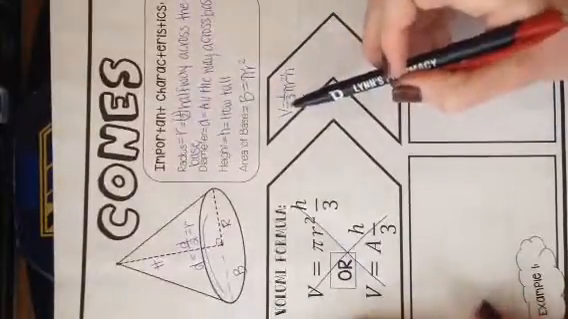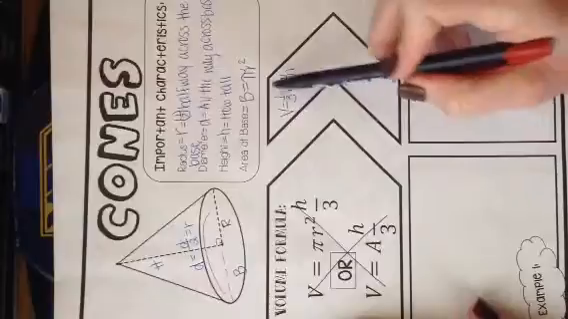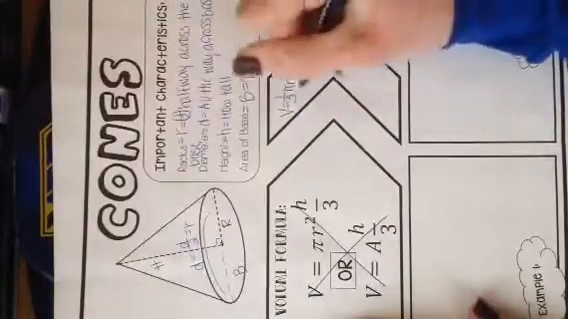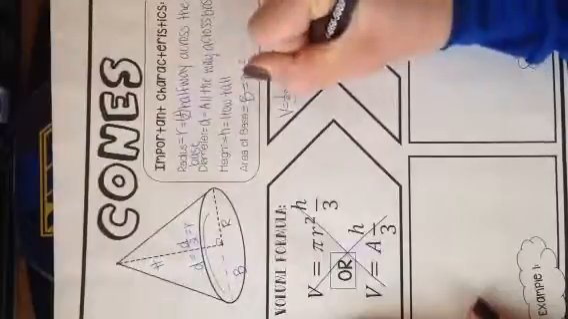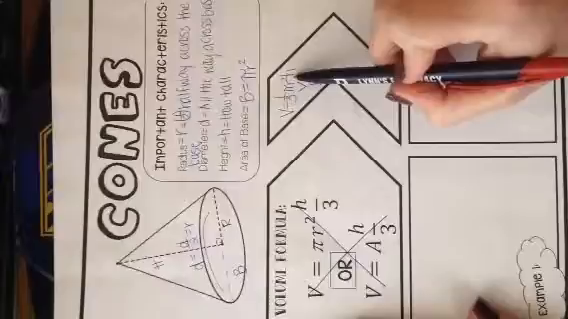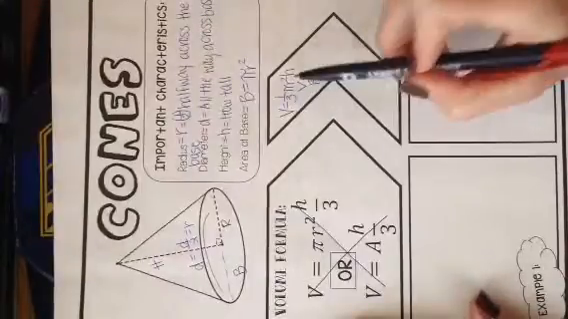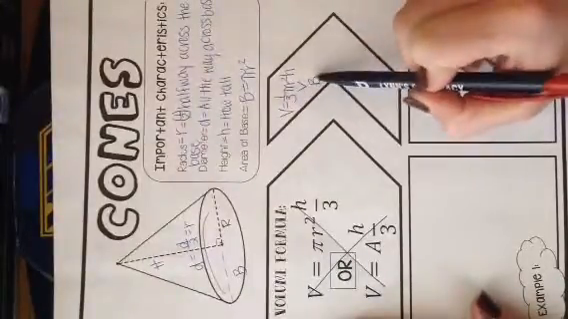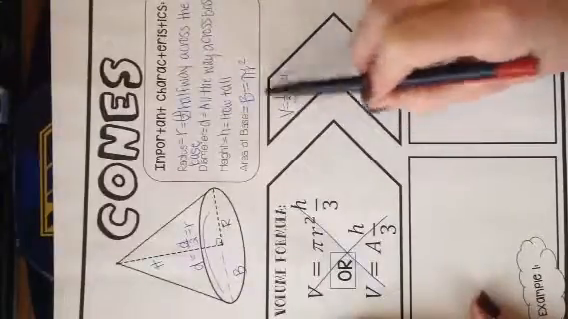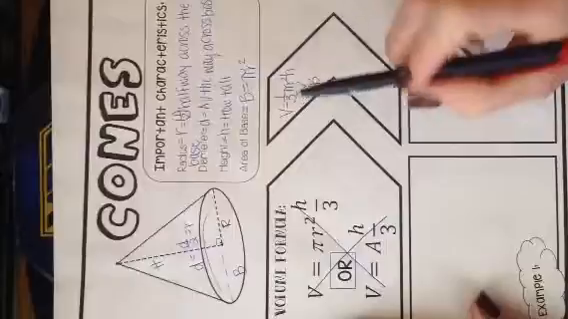So when you see this on your formula chart, it may say 1 divided by 3 and then BH. Well, we know that pi r squared is the big B. So if we just go ahead and put it out like this and kind of train our brains to see it that way, it'll make it a lot easier for you to know to plug this in. So this is going to be the formula that we're going to be using for all of our cones.